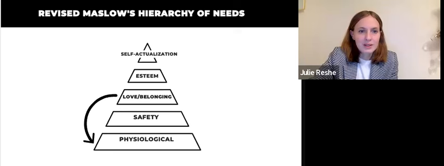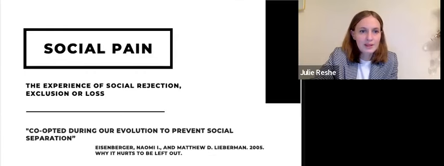And based on this research, he and Naomi Eisenberger and other social cognitive neuroscientists, and generally in psychology too, talk about social pain. Social pain is something that ensures that the basic need of human beings, the social need for belonging and love, would be satisfied. So we can define social pain as the experience of social rejection, the pain that we feel when we experience social rejection or exclusion or loss, something connected with our social body.